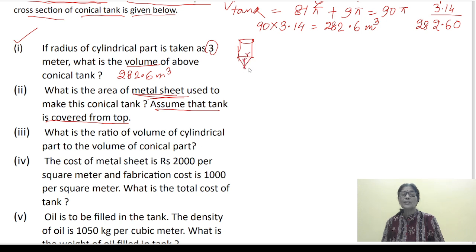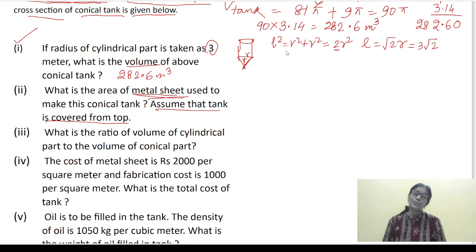This is r, this is also r, so I'll get the slant height l: l square is equal to r square plus r square, or 2r square. So l will be root 2 times r. So l is equal to 3 root 2. After getting l, I'll now find the curved surface area.